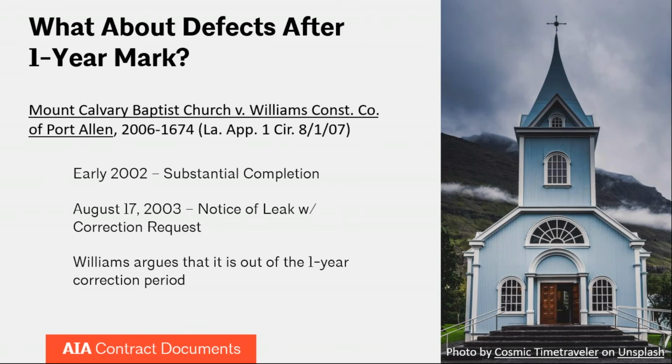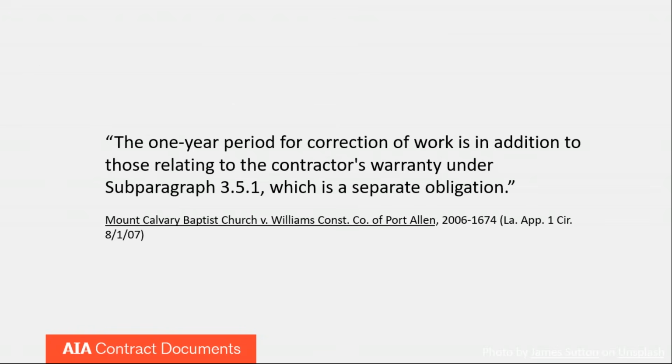So yes, they are out of the 1 year correction of work period. They are no longer obligated to come back and fix the leaks on the church. But that doesn't mean that the warranty in section 3.5 does not apply. Remember, that said that the work was going to conform with the contract documents, that there won't be defects in the work. That still applies. So the court correctly said that the 1 year period for correction is in addition to those relating to the contractor's warranty under subparagraph 3.5.1, which is a separate obligation.